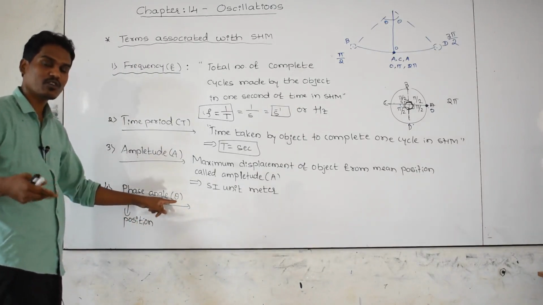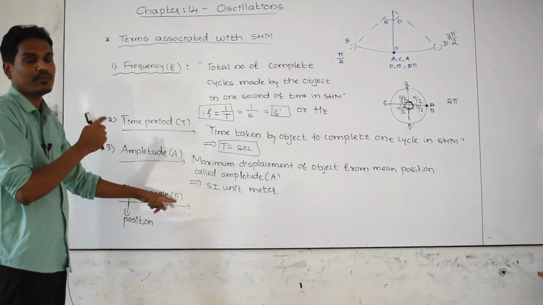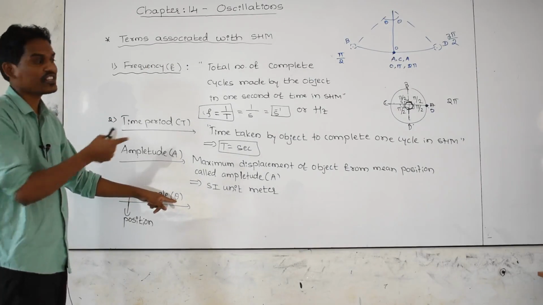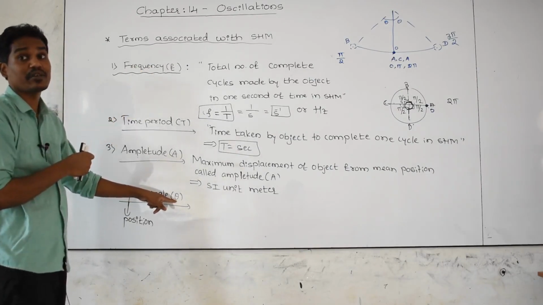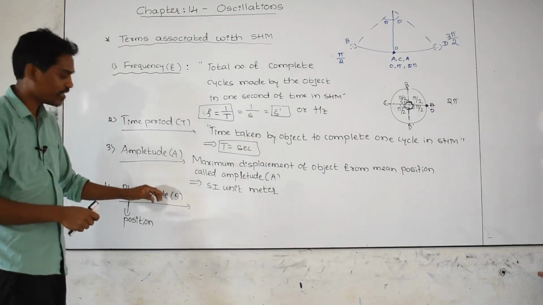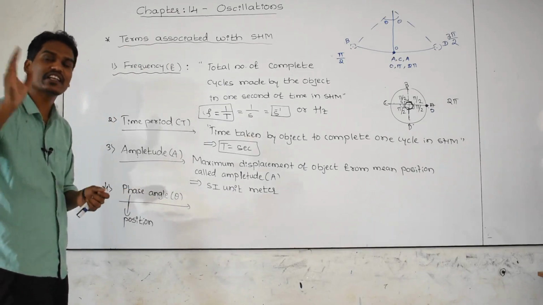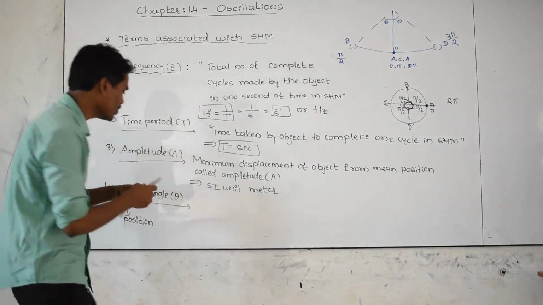If theta is equal to 360, where is the position? Mean point, that is 2 pi. If 90 degree, which means pi by 2, where is the location? B point. If theta is equal to 270, which means 3 pi by 2 in terms of radian, where is the location? D point. If you know the value of theta, you can easily find out the location of the object in simple harmonic motion.